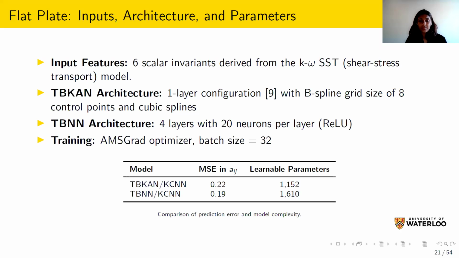If we compare the models, just the mean squared error in AIJ, TB-CAN has 0.22, and the modified TBNN has 0.19. Over here, we're going to compare the learnable parameters. TB-CAN has around 1,100 learnable parameters, whereas the modified TBNN has 1,600. It does have fewer learnable parameters, and it does give a similar performance for AIJ. But the difference between them increases as we go down from the flat plate to the square duct and the periodic hills case.